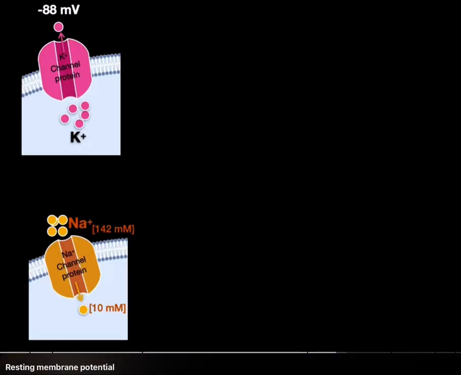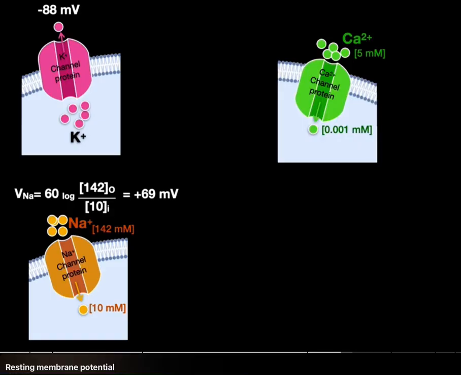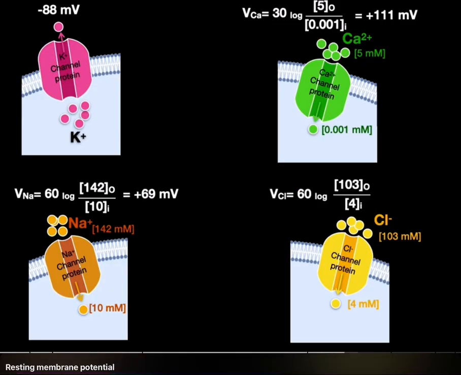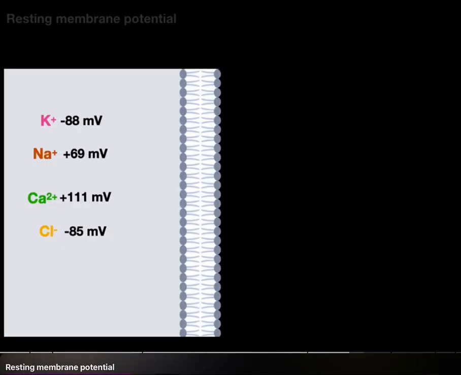So there's sodium. We take the outside and inside. So outside's 142, inside's 10. That gives us positive 69 millivolts. What about calcium? Well, we do the math and you get positive 111 millivolts. And what about chloride? You do the math and you get positive 85 millivolts. Why is it positive? Because we have a negative charge on that chloride. All right, so there are our different membrane potentials of potassium, sodium, calcium, and chloride.